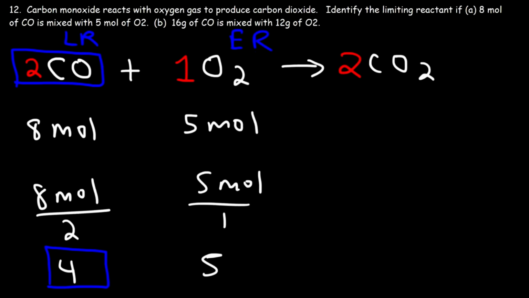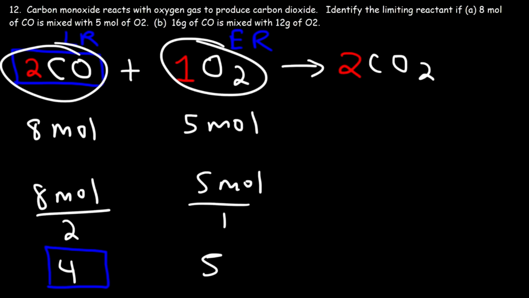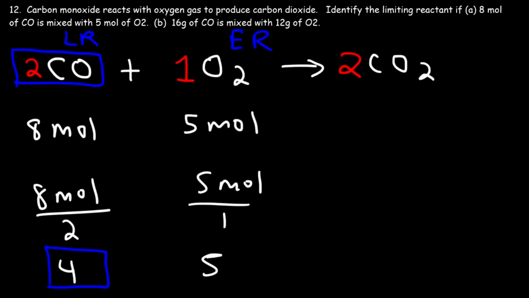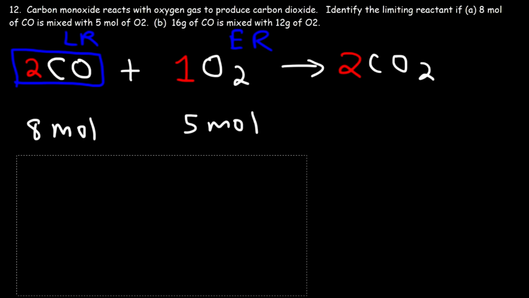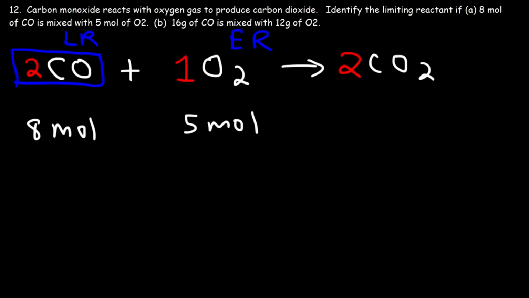Now, another way to help understand this concept visually or even numerically is to remember that for every 1 mole of oxygen gas that reacts, 2 moles of carbon monoxide will react. So carbon monoxide is being depleted faster than O2. And so let's see what happens over time. So right now we started with 5 moles of O2. When 1 mole of O2 reacts, we're going to have 4 moles left over. Now remember, it's a 1 to 2 ratio. So after 1 mole of O2 reacts, 2 moles of CO will react.